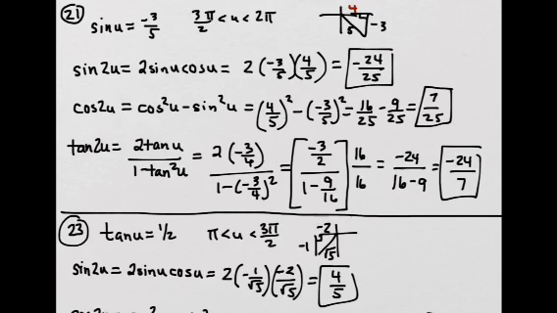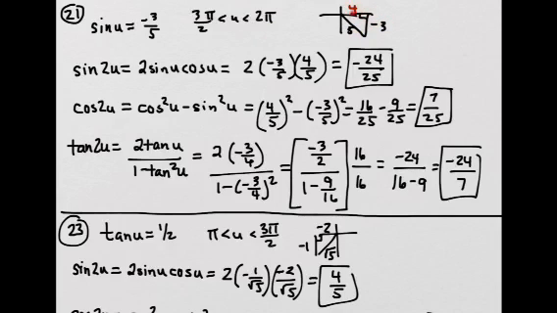For number 21, they gave you this information, these two. So from here I drew the angle, which they created a right triangle. This tells you that it's in quadrant 4. And so this is y over r.